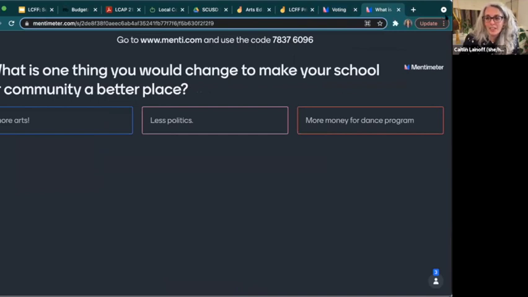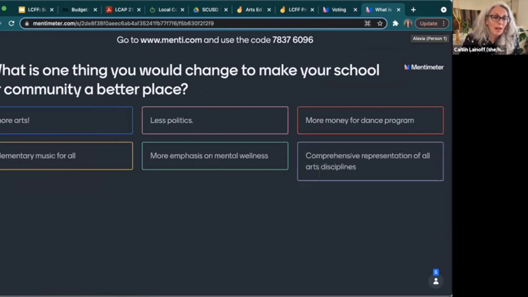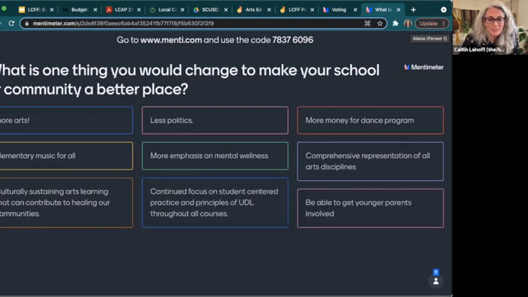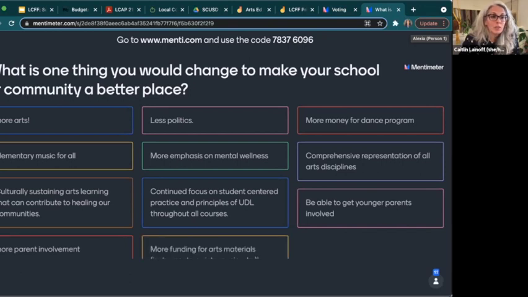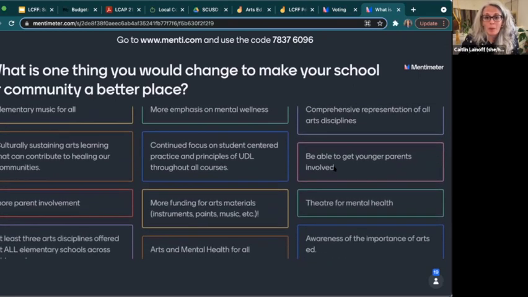Thank you, Alexia, for facilitating this so beautifully. So we have some answers coming in: more arts, less politics, more money for the dance program, elementary music for all. That one is great. I hear a lot of, I got music in fifth grade and not again until one class in high school. More emphasis on mental wellness, comprehensive representation of all arts disciplines, culturally sustaining arts learning that can contribute to healing our communities. Yes. Beautiful. Continued focus on student-centered practice and principles of UDL throughout all courses. In full transparency, I don't know what UDL is. Maybe you can pop that in the chat.